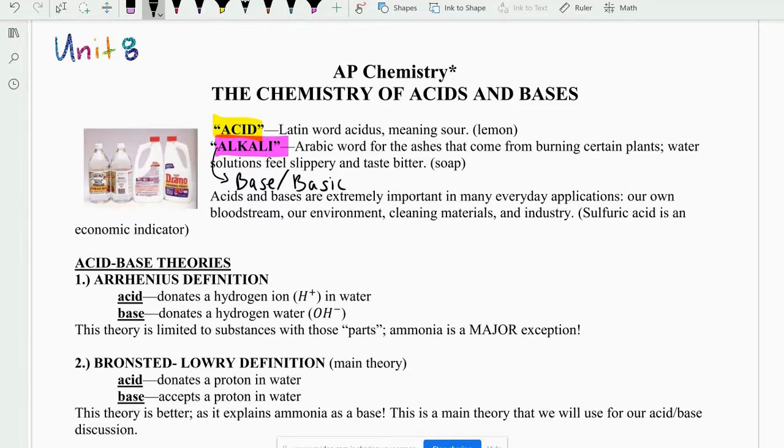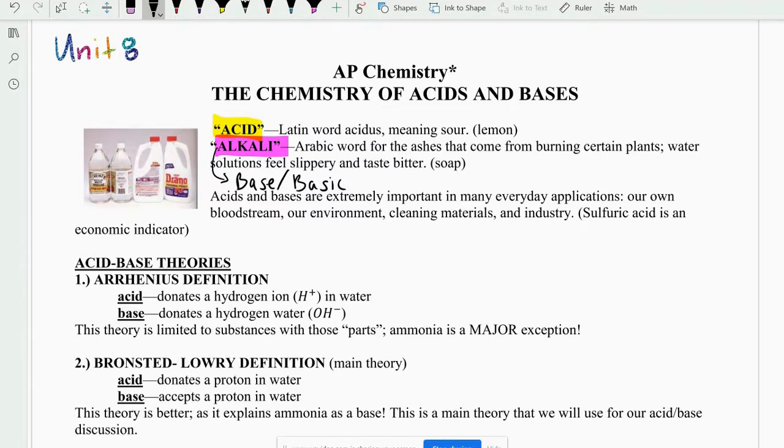Bases are interesting. They feel slippery to the touch and they taste bitter. You know this when you wash your hands using hand soap. It's very slickery. So again, a lot of substances that are acidic and basic are used in your homes. The word alkaline comes from an Arabic word that refers to the ashes of certain plants that were burned.